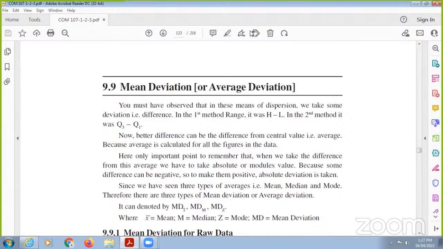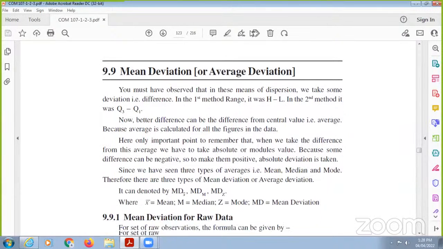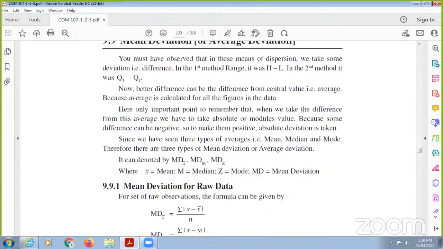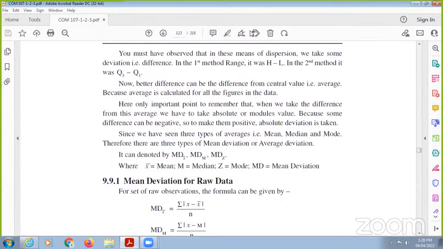Since we have seen three types of average, that is mean, median and mode, therefore there are three types of mean deviation or average deviation also. It can be denoted by MD x bar, MD M, and MD Z. That is mean deviation from mean, mean deviation from median, mean deviation from mode. Now first, point number 99.1 here, mean deviation from raw data.